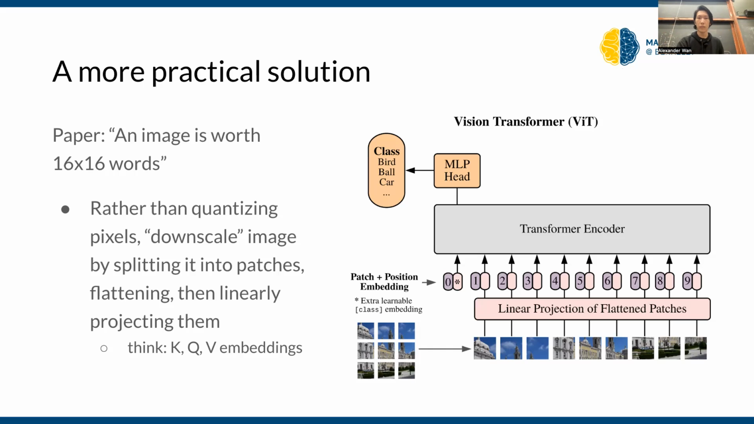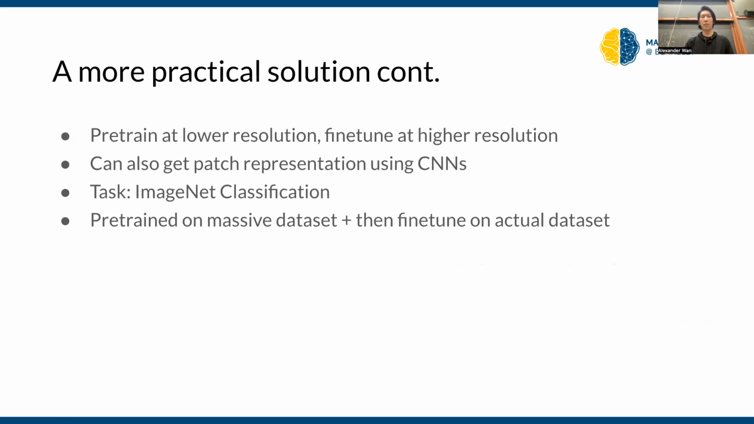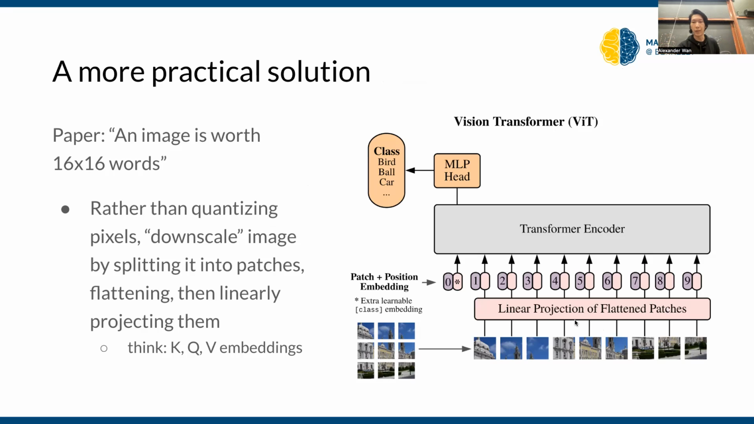So some miscellaneous stuff for this architecture. One thing is because pre-training takes so much time, we go through so much data, we tend to want to pre-train at a lower resolution first and then fine-tune at higher resolution. We can also get patch representations using convolutional neural networks. So it's more of a hybrid approach, I guess. Remember this linear projection just passes the patches through a linear layer. Instead, we can use a convolutional layer. That also works.